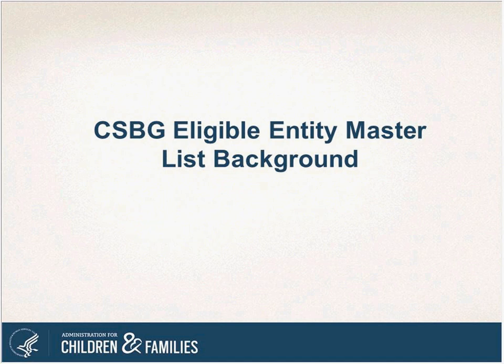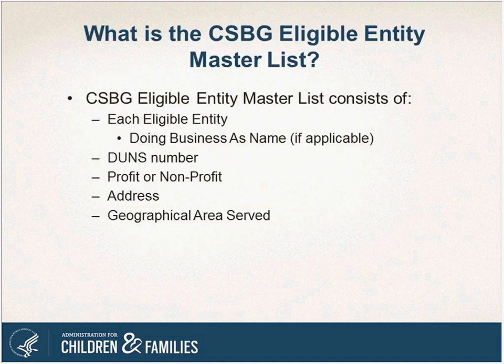We'll now go over the eligible entity master list. What is the CSBG eligible entity master list? The master list consists of each eligible entity's business name or DBA, the number of each eligible entity, whether the eligible entity is a for-profit or nonprofit entity, their standard address, as well as the geographical areas that they serve.